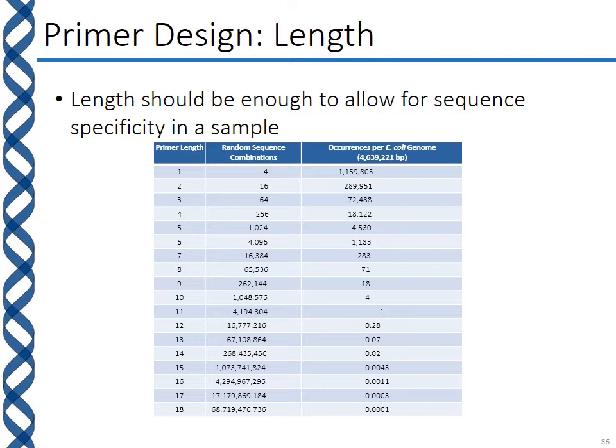And so you see right around 11 base pairs or nucleotides for the primer length is about the point where you sort of break even and only have that one specific location. But you actually want to be even more specific than that, if at all possible. And so you see by a length of 18, we're down to 0.0001 occurrences per E. coli genome.